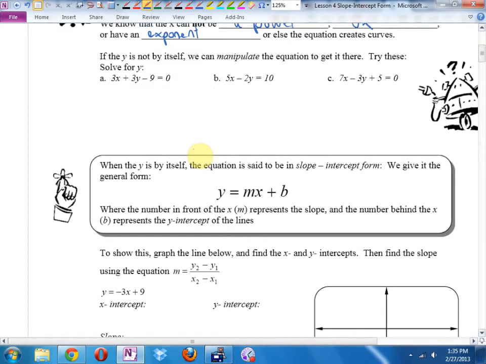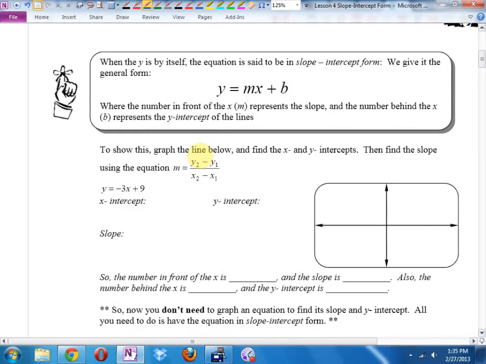I wrote down, try these, solve for y, but you guys said you had no questions from the homework, so I'm going to skip them, and I'm going to go straight to this. This is the important point of this whole lesson, in fact, of this whole unit. When the y is by itself, we say that the equation is in, underline this, slope-intercept form. And we give it the general form y equals mx plus b, which you need to memorize.